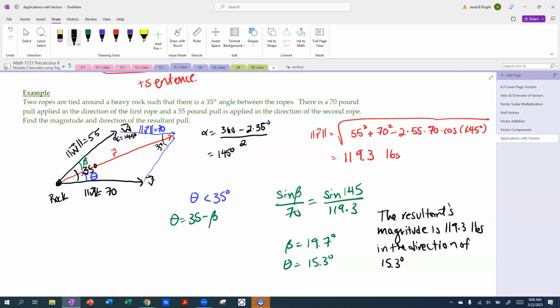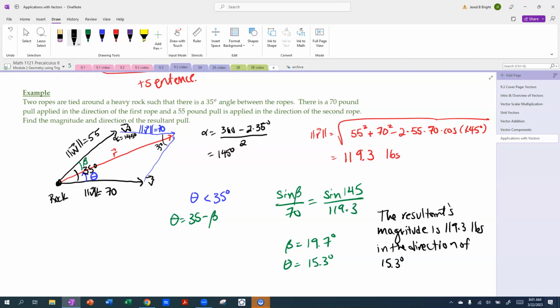Equivalently, you could also say it's, well, no, never mind, you can't say that. I was going to say you could mention it as 19.7 degrees east of north, but actually this vector W doesn't point north, does it? So that is an invalid description. But we could still say 15.3 degrees north of east if we were given that V points due east.